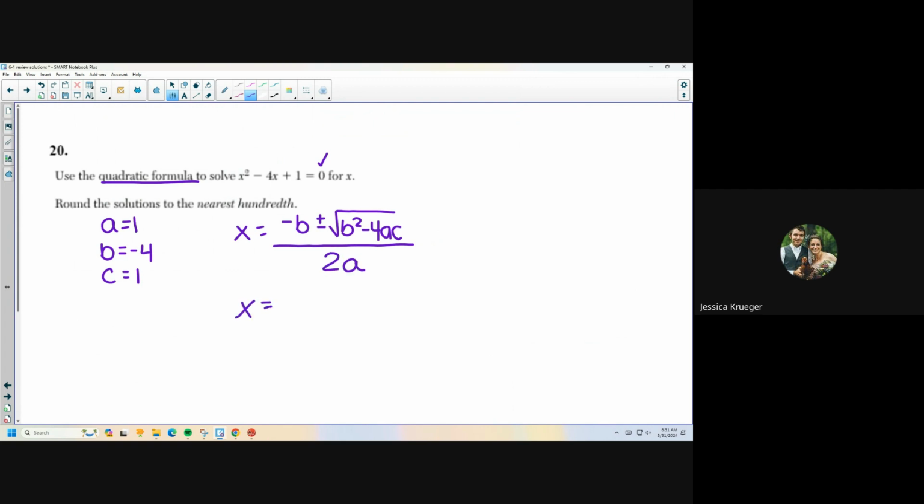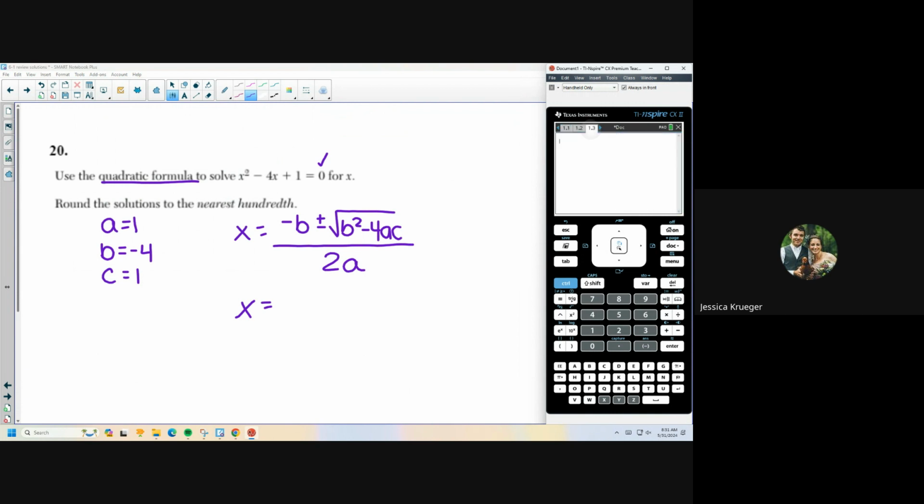And then we're going to store these values in our calculator. So I'm going to go ahead and take 1 and store it as A. -4, store it as B. And 1, store it as C. The first thing in my quadratic formula is -b. So I'm going to type that in. -b is 4. Now I'm going to type in b squared minus 4ac.